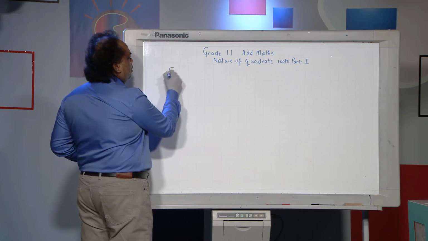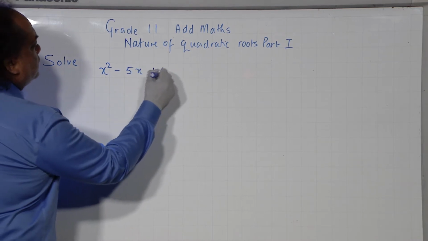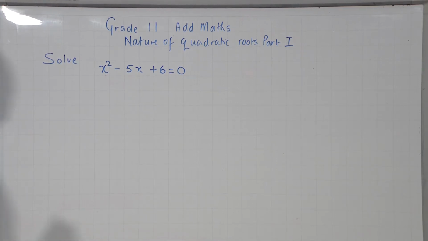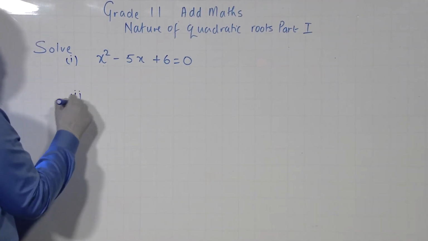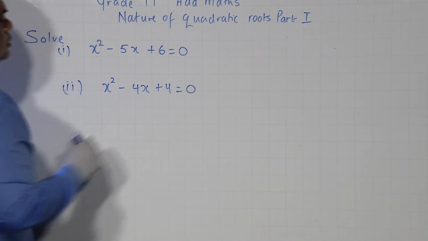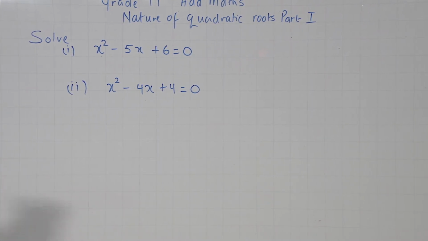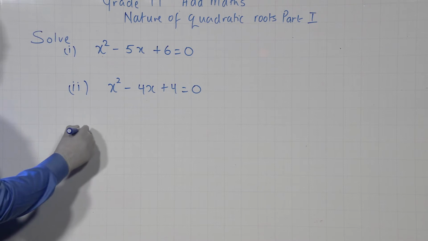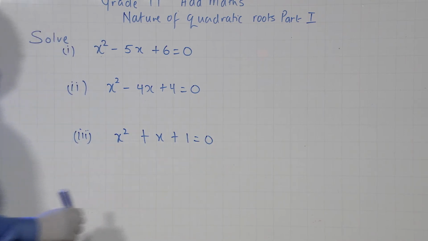We are interested in the roots of those quadratic equations. If I ask you to solve x squared minus 5x plus 6 equal to 0, you can do that together with me. Second, I ask you to solve x squared minus 4x plus 4 equal to 0. Use factorization, use quadratic formula, whichever method you are at ease with. So solve these two. Third, solve x squared plus x plus 1 equal to 0.